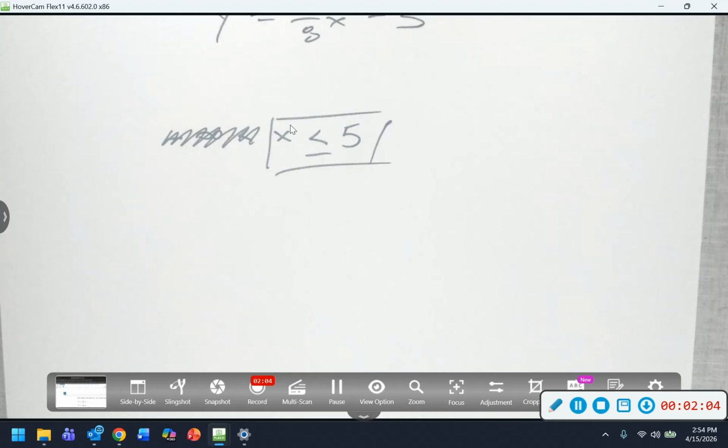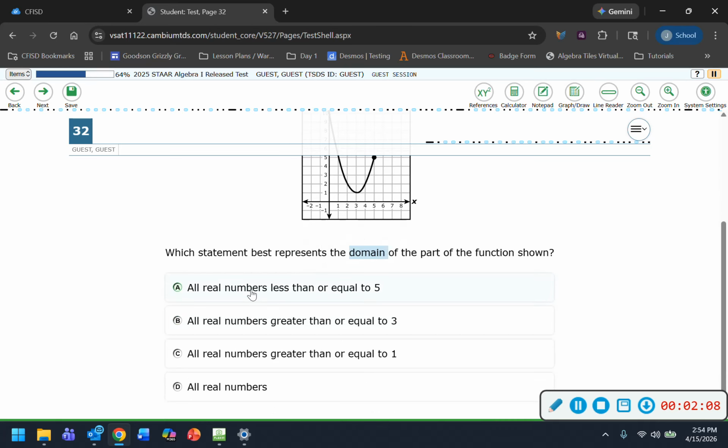This reads as x is less than or equal to 5, so we're looking for the one that says all real numbers less than or equal to 5.